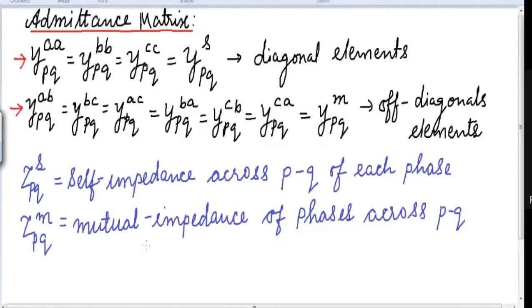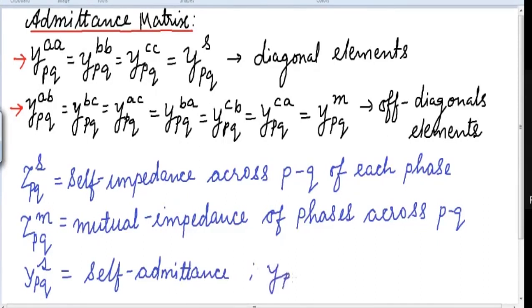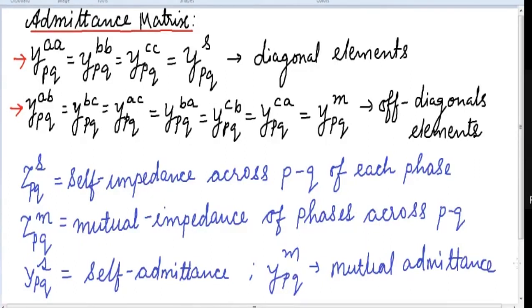Okay. Similarly, for YPQS, what we can write is, it is the self admittance and similarly YPQM is the mutual admittance. So in this way we have defined the stationary elements. Okay, so this is what we understand by the stationary elements.